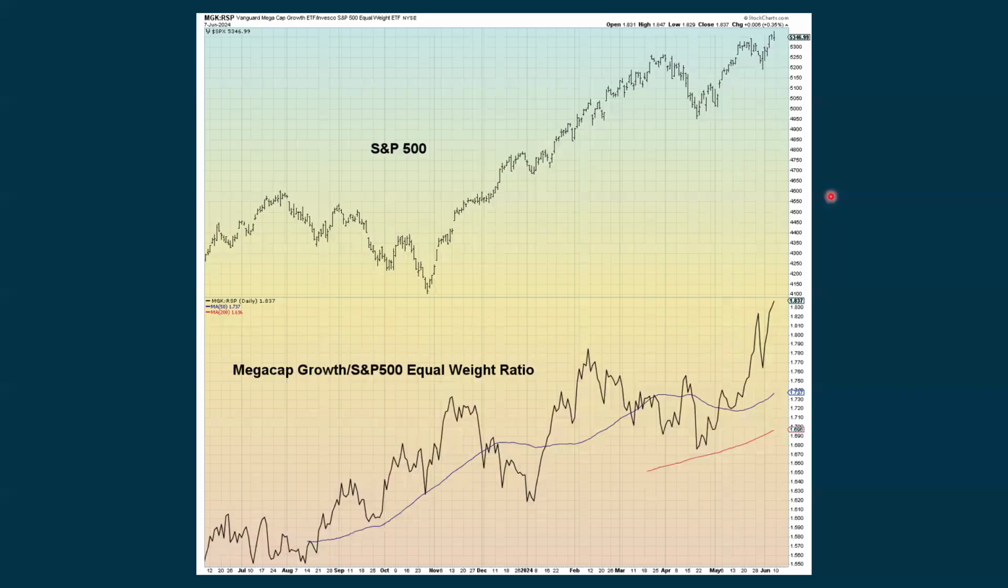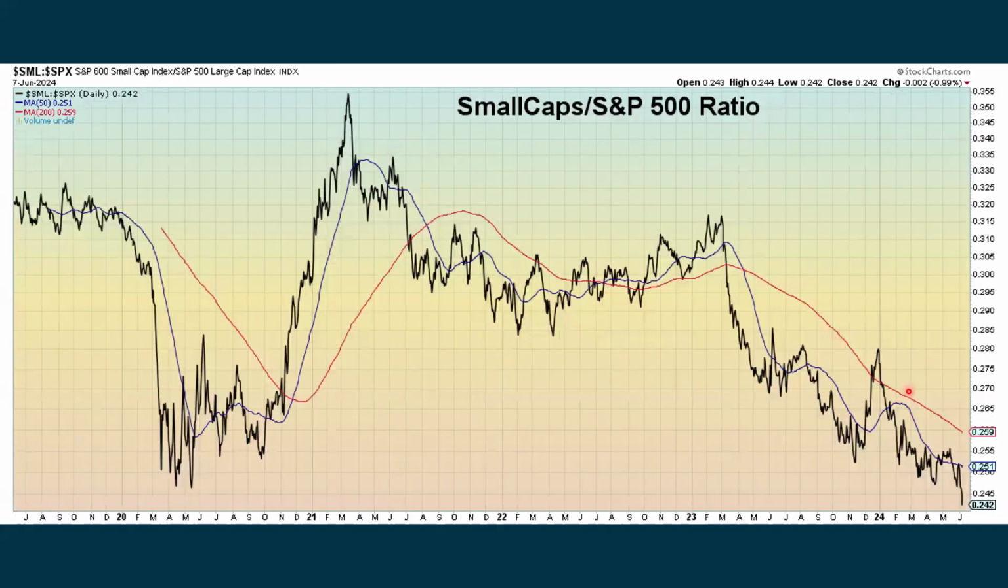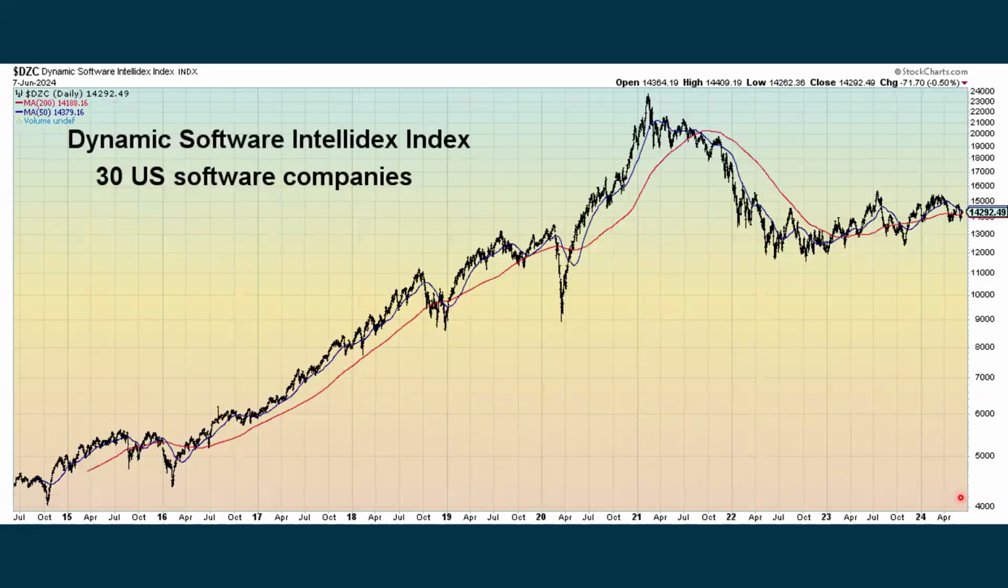We look at the mega cap, the really big companies, and compare it with the equal weight index. This is showing how the mega caps are really holding up a large part of the market. We do a ratio between small caps and the S&P. That's the red line. And small caps are just really struggling compared to the S&P. Here's another ratio showing how it's in a downtrend and continues to decline when we compare small caps to the S&P. These are the big software companies, and they're not doing all that great.